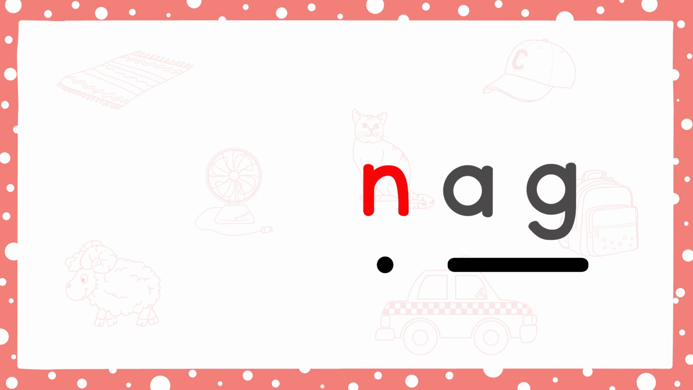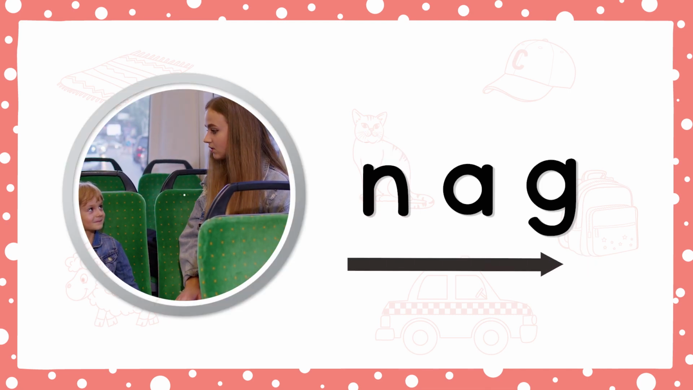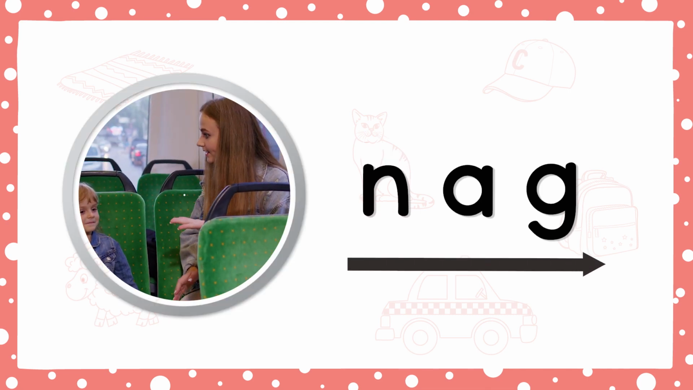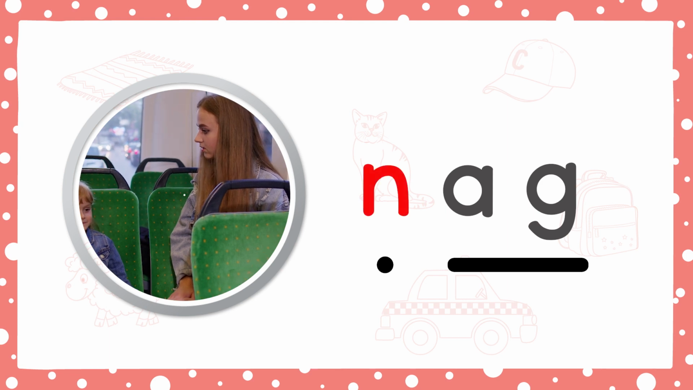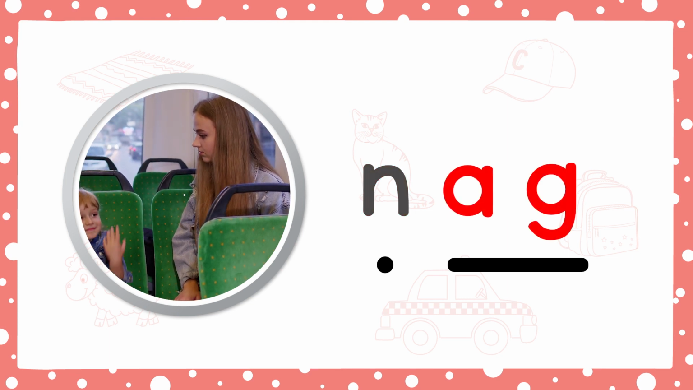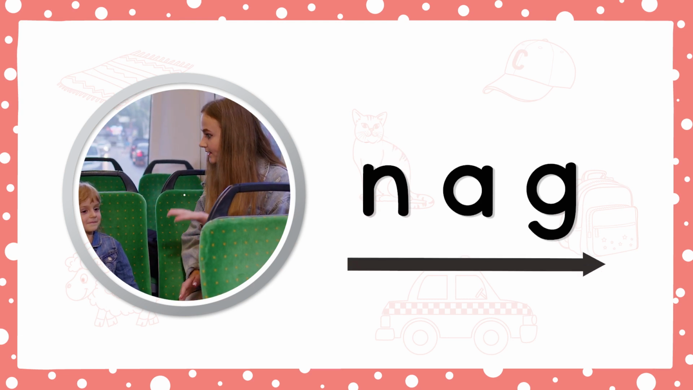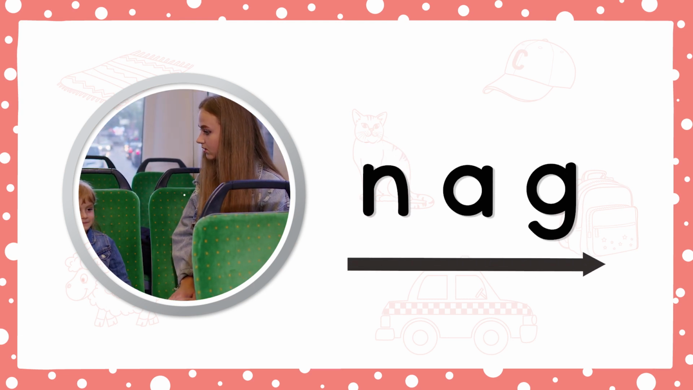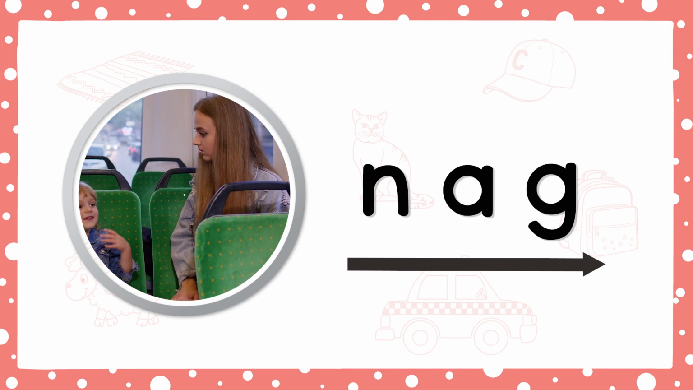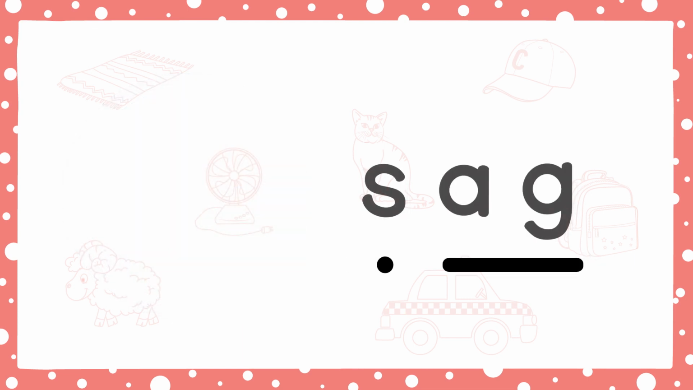N. Egg. When you blend N and egg together, you form the word neck. Neck. Your turn to read. N. Egg. Blend them together. Neck. Neck. Marvelous. Let's move on to the next word.